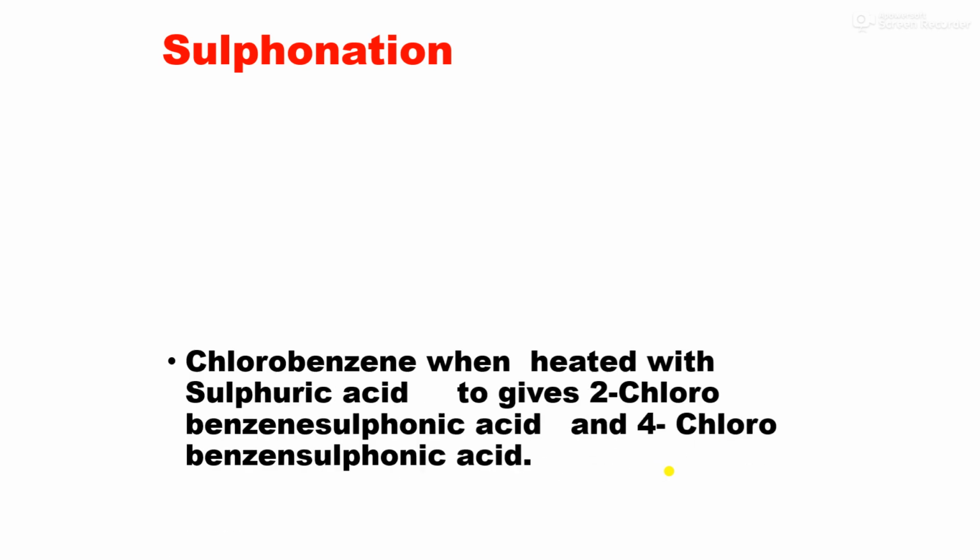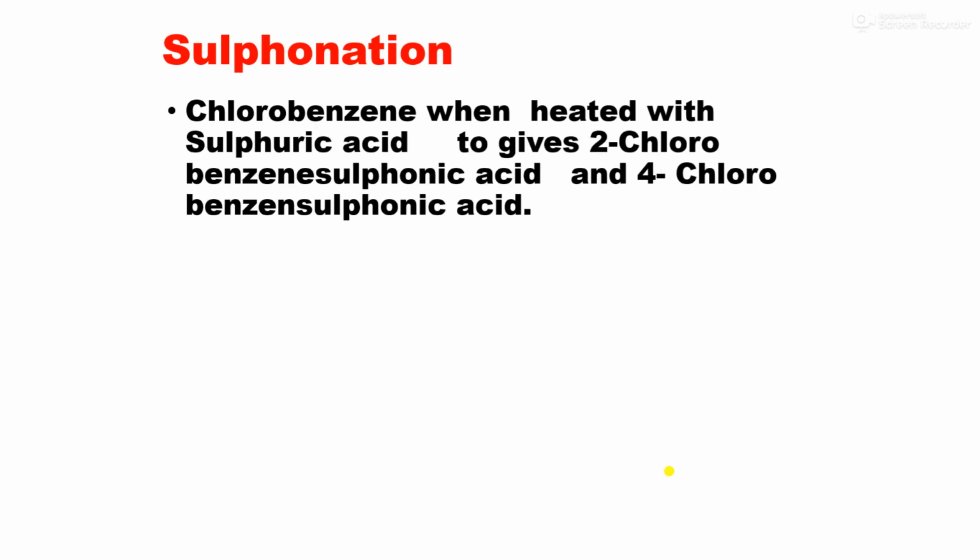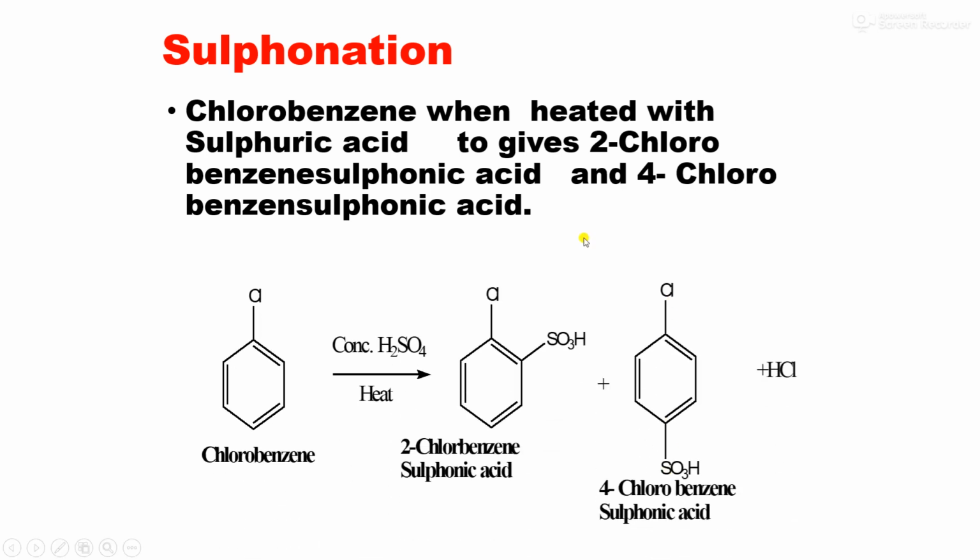Next reaction is sulfonation reaction. In sulfonation reaction, chlorobenzene is allowed to react with sulfuric acid to give 2-chlorobenzene sulfonic acid and 4-chlorobenzene sulfonic acid. Consider this reaction. This is a chlorobenzene when it is treated with concentrated H2SO4 and this mixture is heated to a certain temperature. It gives 2-chlorobenzene sulfonic acid and 4-chlorobenzene sulfonic acid.